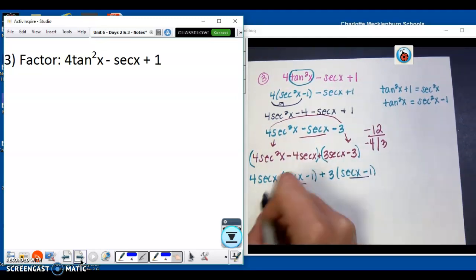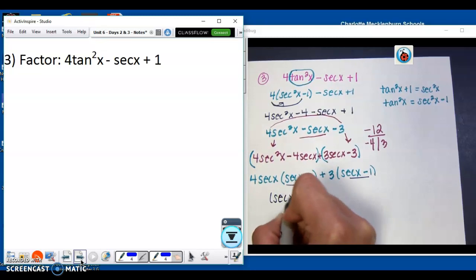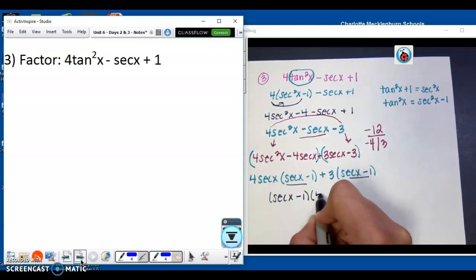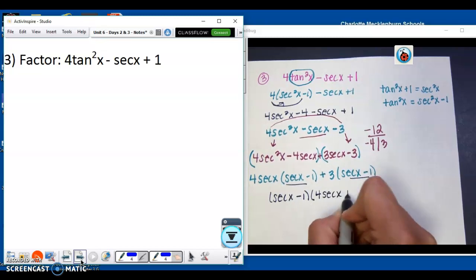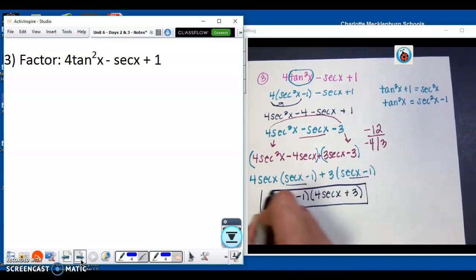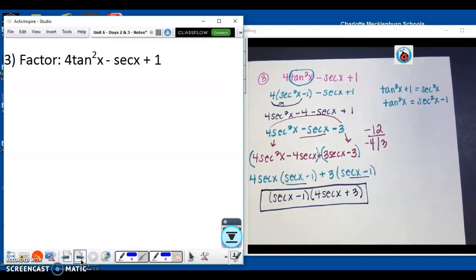Inside factors are the same. So one factor is secant x minus 1. The other factor is the outside part, 4 secant x plus 3. Okay, these do not simplify at all, which is why they just asked you to factor and not do a single trig function. So those would be my two factors.